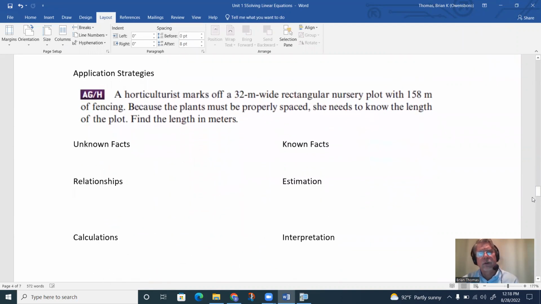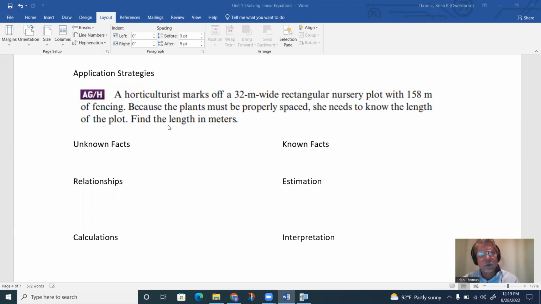So another thing we're going to get into is what we call application problems. So in applications, we need to figure out a strategy to do this. So I'm going to try to walk you through some of the problem-solving strategies working with word problems. A horticulturist marks off a 32-meter wide rectangular nursery plot with 158 meters of fencing. Because the plants are supposed to be properly spaced, she needs to know the length of the plot. So find the length in meters.